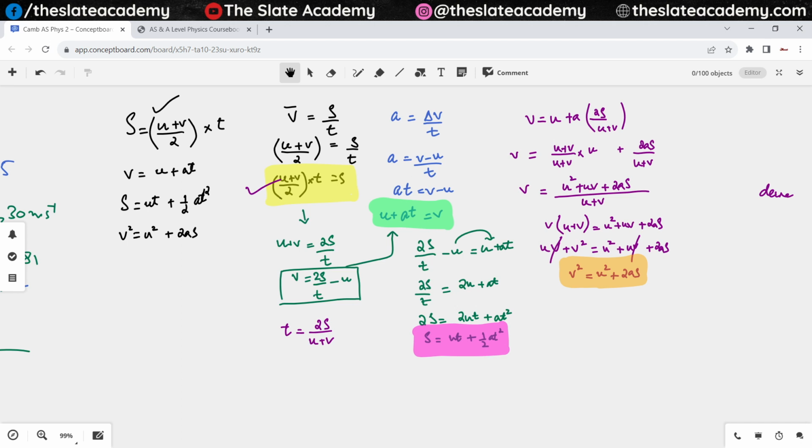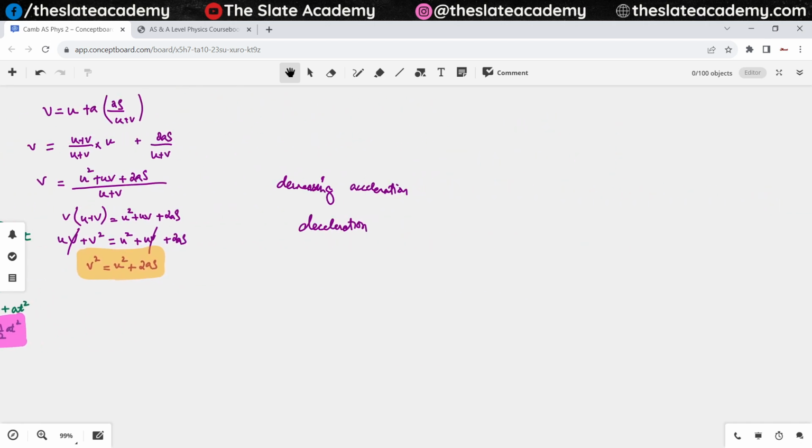decreasing acceleration and deceleration. In decreasing acceleration, velocity increases. In deceleration, velocity decreases. So in decreasing acceleration, velocity increases at decreasing rate, and in deceleration, the velocity is just decreasing.